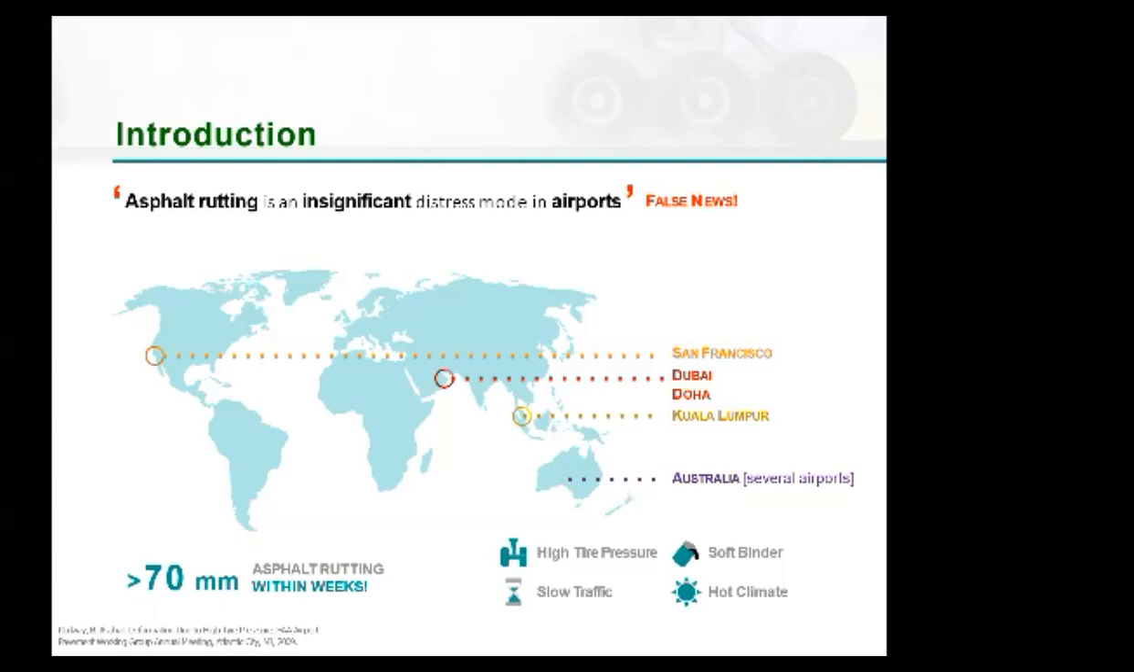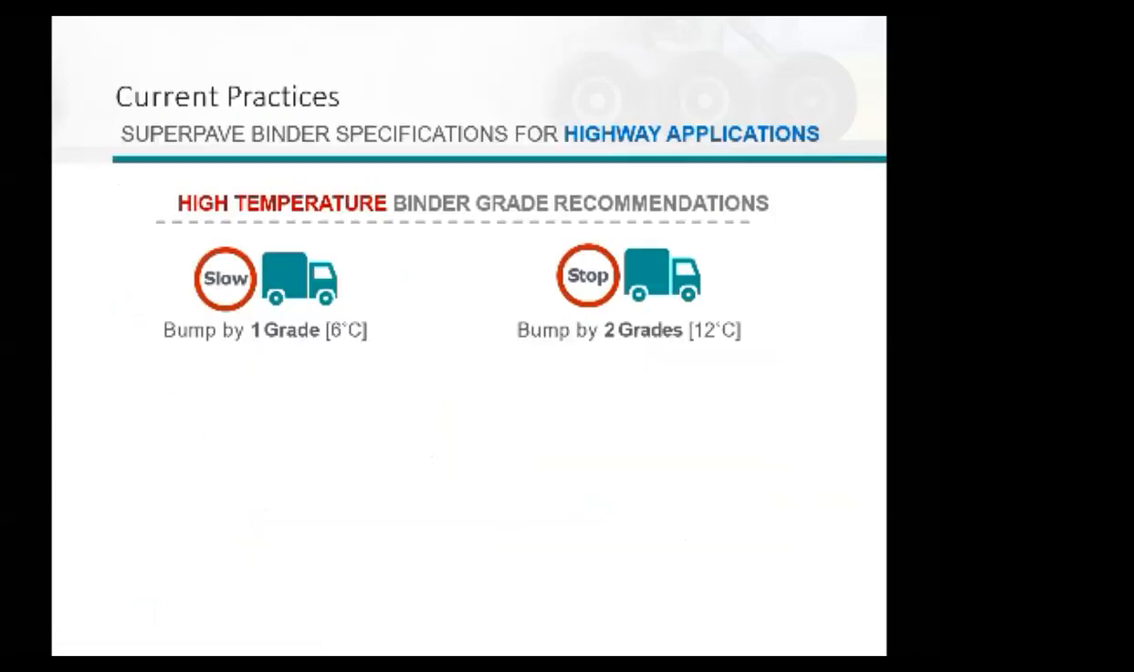So there are problems. And when we're talking about airports, first thing that comes to mind, high tire pressure, very heavy aircraft. The traffic might be slow during taxiing or waiting for the plane to take off. Is the binder too soft? Was the climate exceptionally hot? These things come to mind whenever you get these rutting failures.